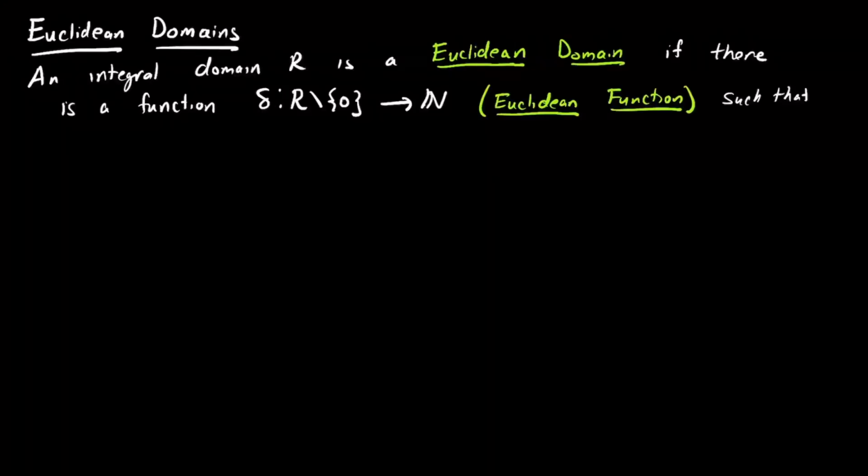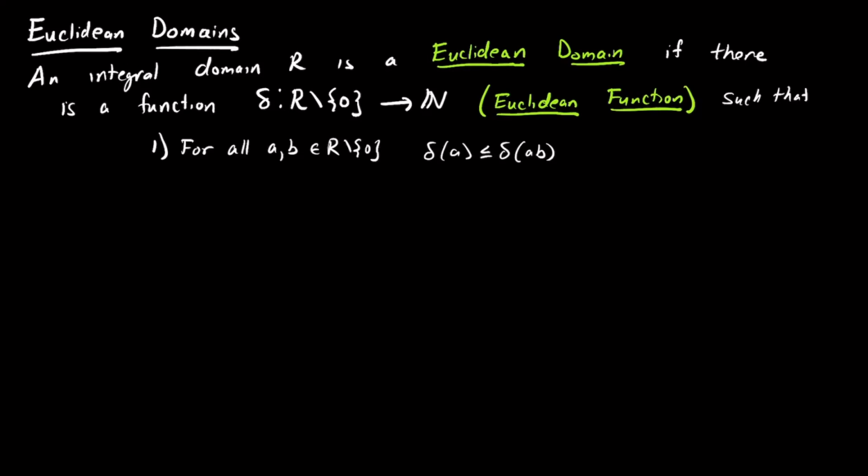Okay, so now we're ready to define the notion of Euclidean domain. We'll say an integral domain R is called a Euclidean domain if there is a function delta from the non-zero elements of R to the natural numbers, and we call this the Euclidean function, and it satisfies two conditions, and these two conditions will become apparent in a second.